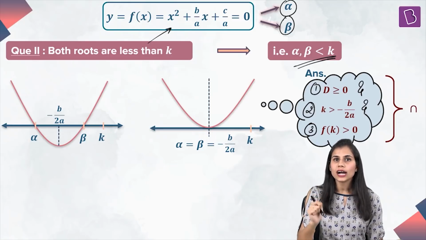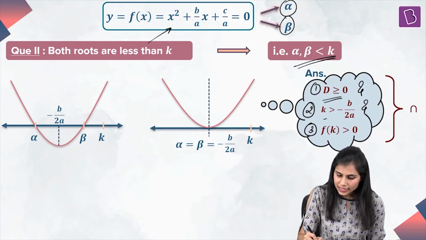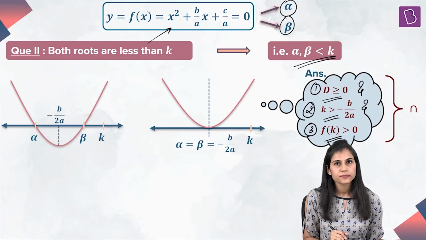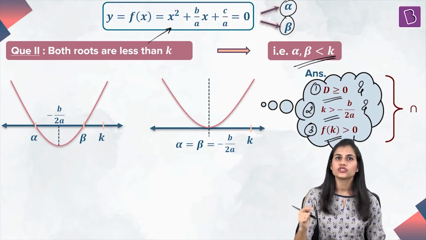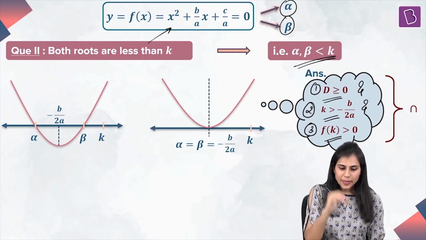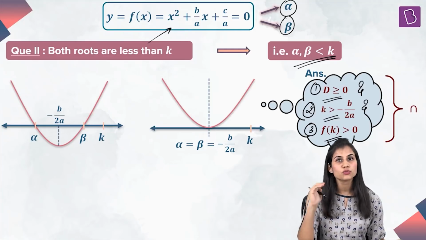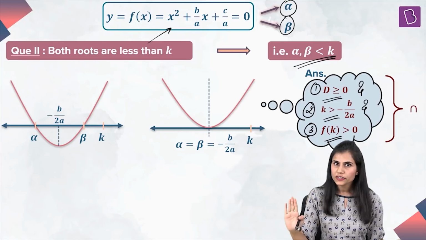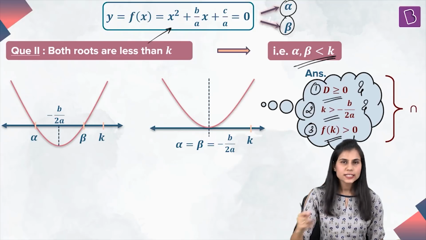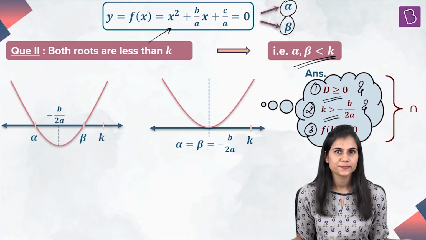Again, trust me, you can't afford to miss out even one condition out of these three. Got it? All the three conditions should be met for you to say that this quadratic equation will have both its roots strictly less than k. Got it very nicely? Right? Now let's move ahead and answer the third question.